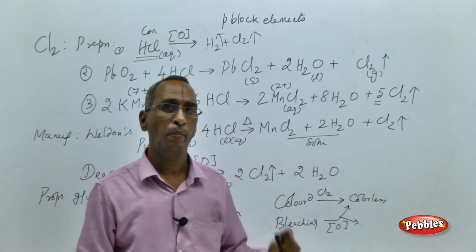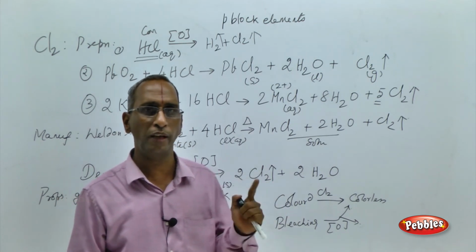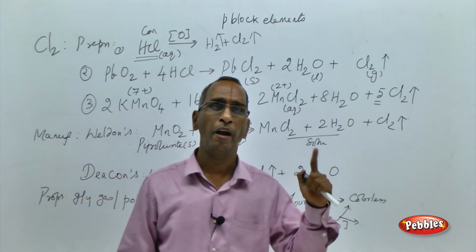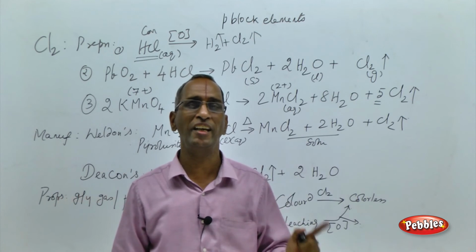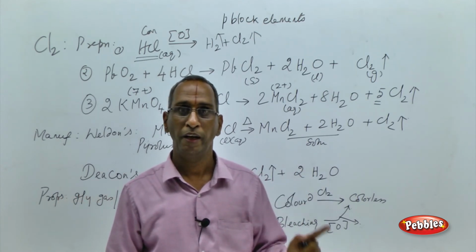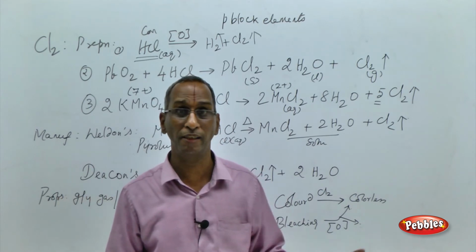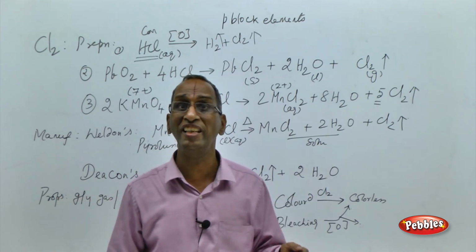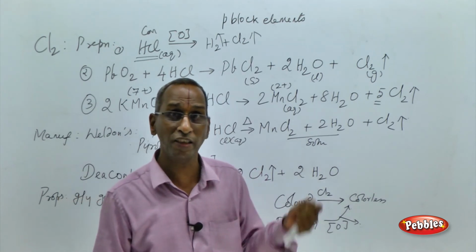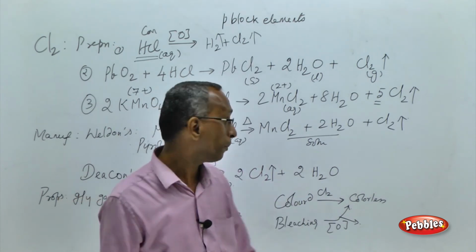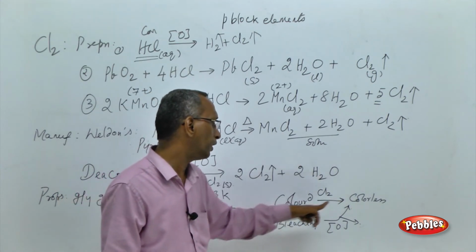Lastly, the properties of chlorine. Properties of chlorine are divided into two types, physical properties and chemical properties. Briefing about physical properties, it is a greenish yellow gas. It is a good bleaching agent. It decolorizes materials. So it is a good oxidizing agent. It removes electrons from the adjacent species. So it has oxidizing property, bleaching property.